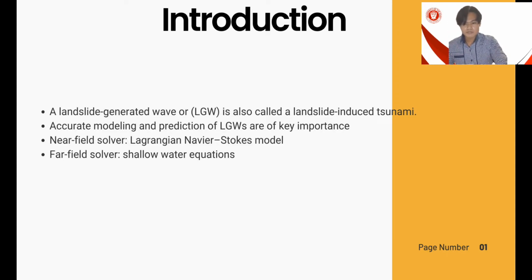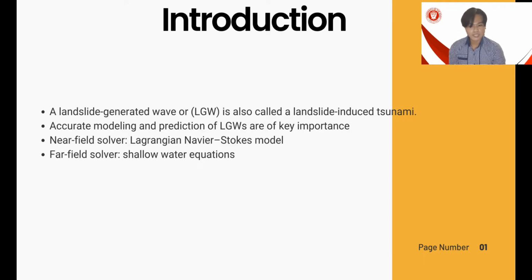To reduce the devastating impact of natural hazards, accurate modeling and prediction of LGWs are of key importance. Both experimental and numerical studies contribute to the forecasting capabilities used to comprehensively identify these natural hazards. Physical models and numerical methods effectively help identify the key parameters of both the sliding debris and water reservoir, and are also helpful in predicting the wave movements and characteristics.